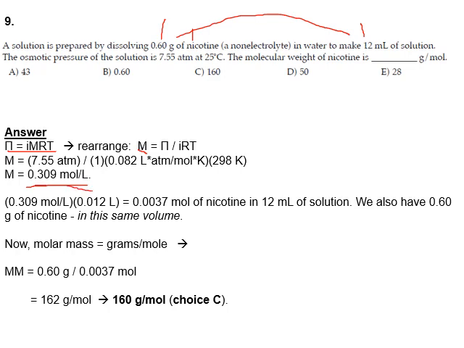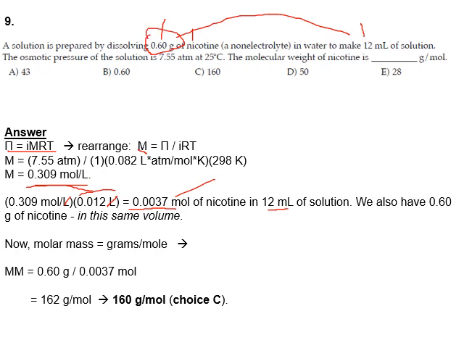So if we multiply that number by 0.012 to represent the 12 milliliters, the liters here are going to cancel, and we're going to wind up with 0.0037 moles if we only had 12 milliliters of solution. So now we know how many moles we have in that same volume, and we know how many grams we have in that same volume.